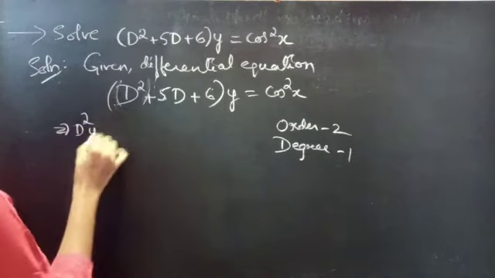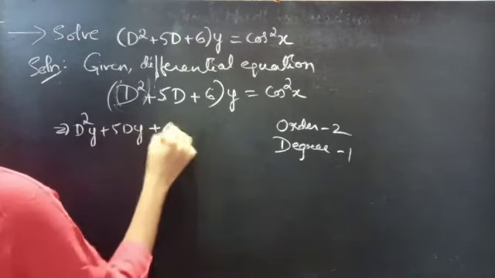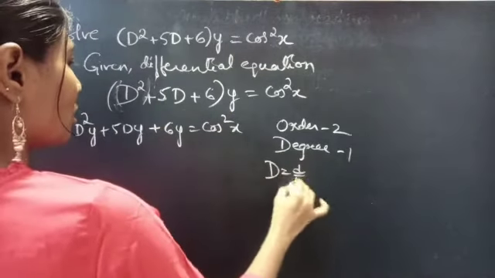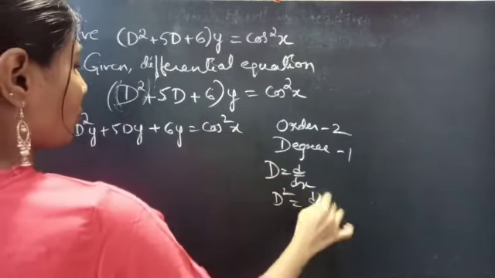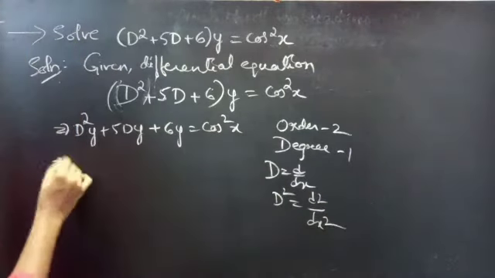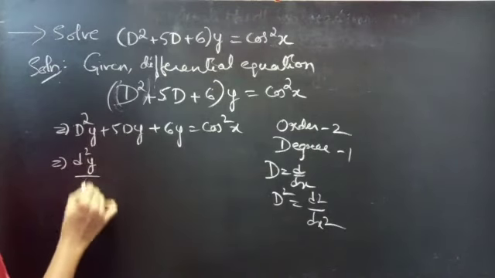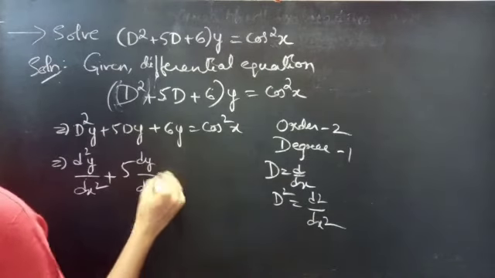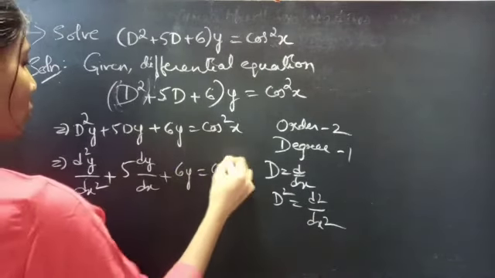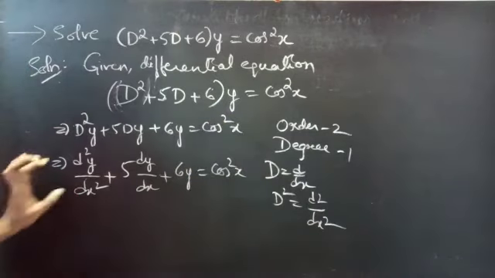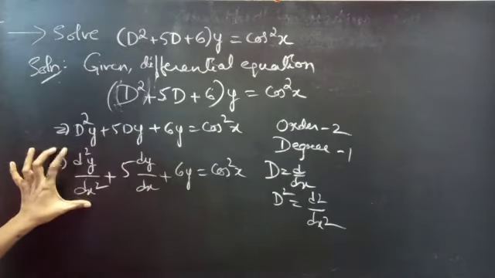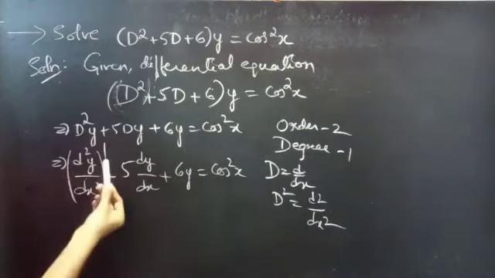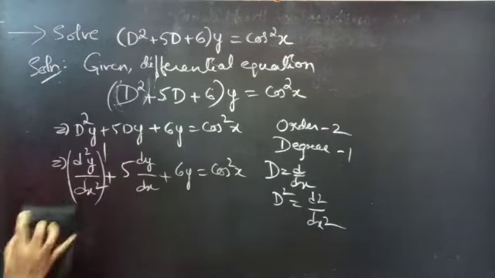D square y plus 5Dy plus 6y equals cos square x. We know that the differential operator is d by dx and D square is d square by dx square. Right? Then we can write D square y as d square y by dx square and Dy as dy by dx plus 6y equals cos square x. Now, identify the highest derivative. Here, d square y by dx square is the highest derivative, so the order will be 2. And the highest power of the highest derivative is the degree. Degree is 1.